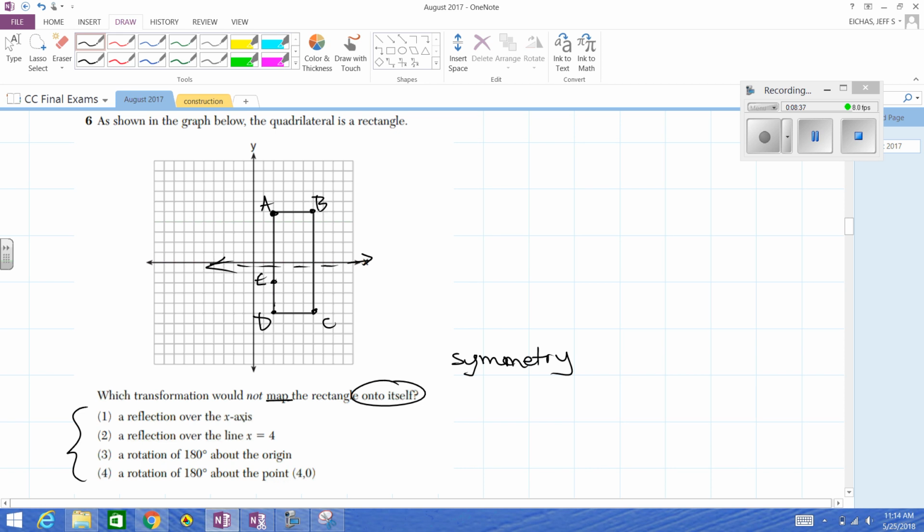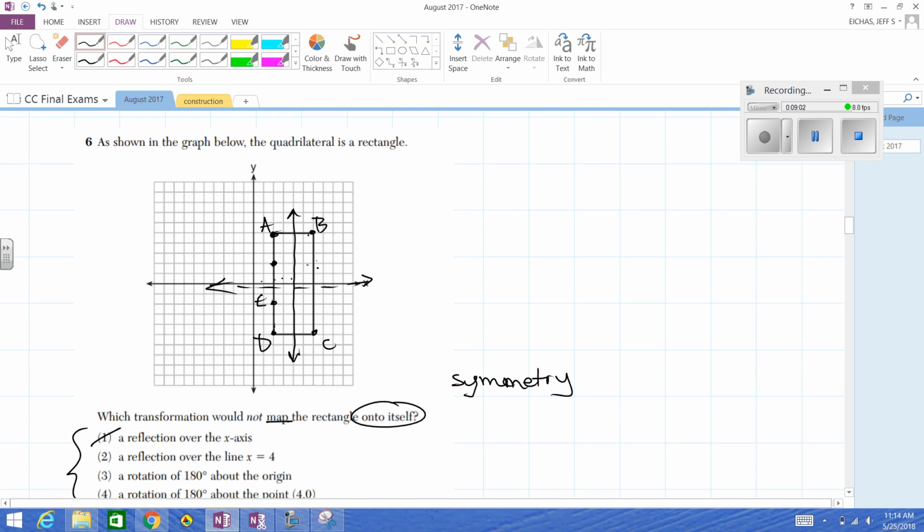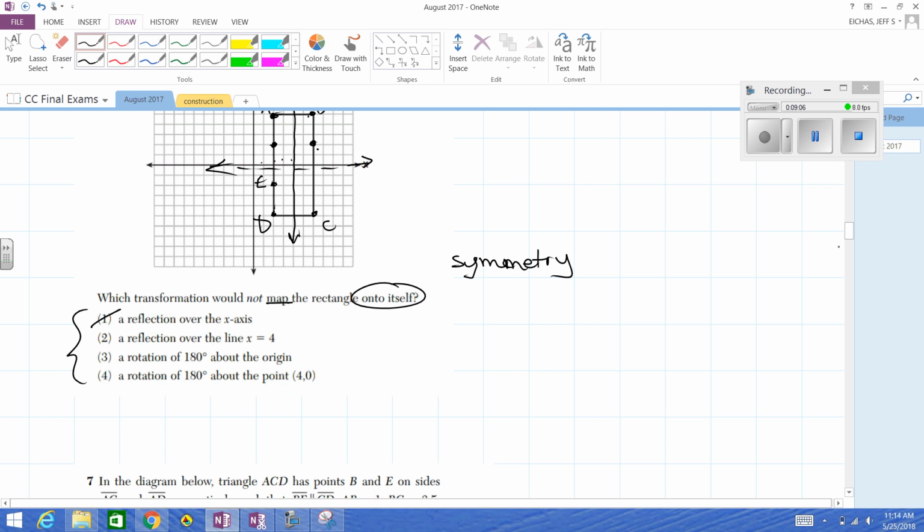Now, a reflection over the x-axis will do that. A will go to D, D will go to A. Okay, E would go right here, and vice versa. So a reflection over the x-axis will map that figure onto itself again. A reflection over the line x equals 4, that's a vertical line, right there. You can see that those will all map onto each other. You know, this point here would map over there. Every point has a match on the other side. There's no new points created.